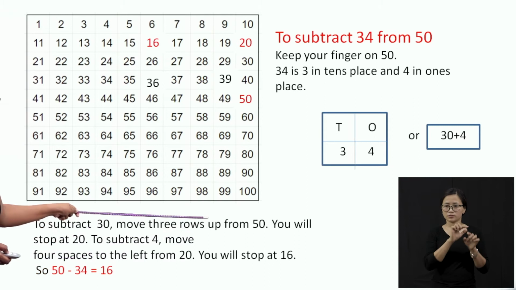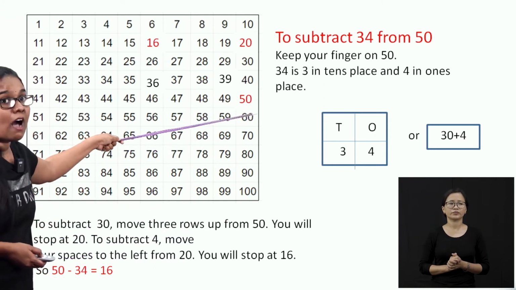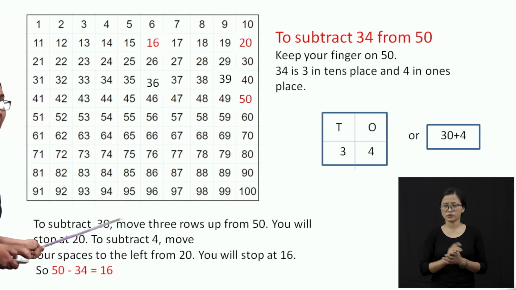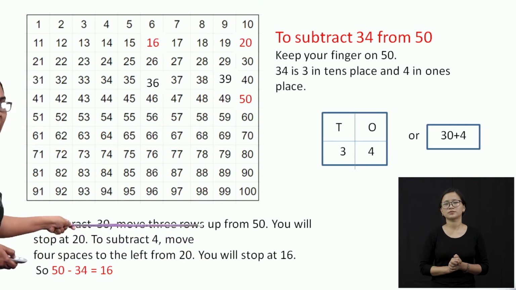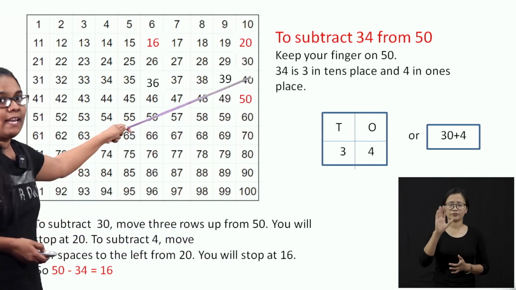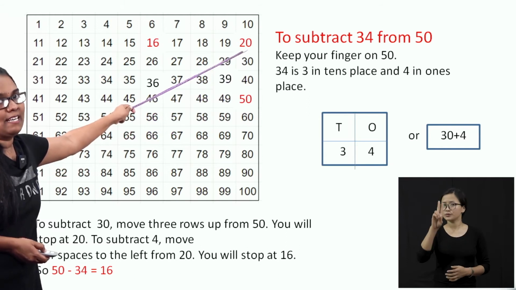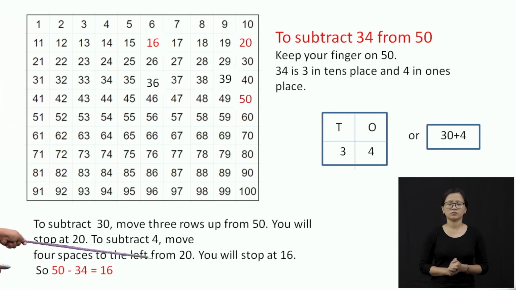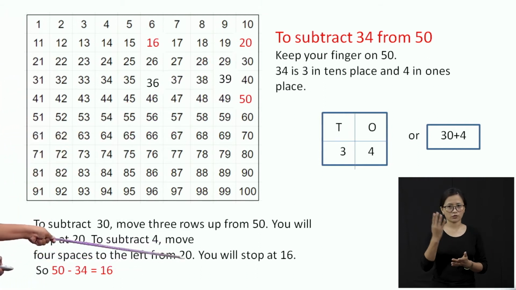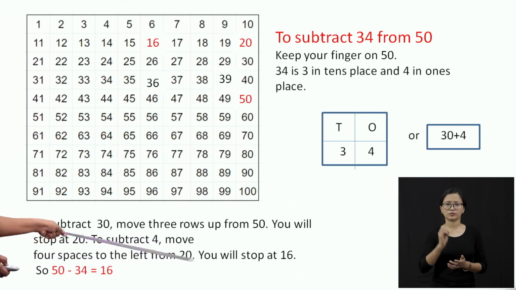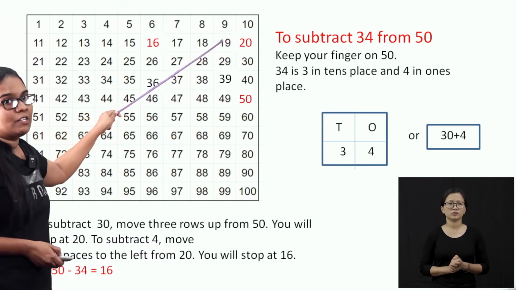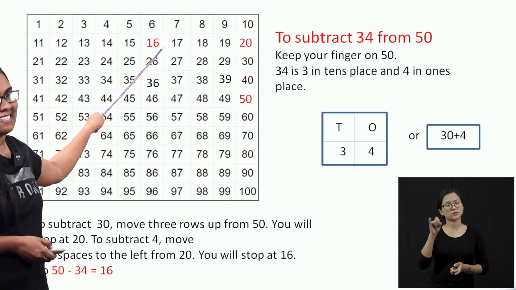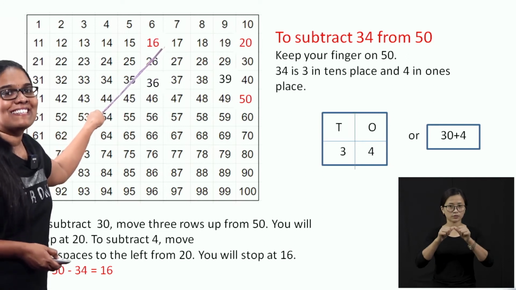Move 3 rows up from 50, because we are going to subtract 30. Then we reach 20. Then again we want to subtract 4. For that we move 4 spaces to the left from 20. 1, 2, 3, 4. Then you will stop at 16. So our answer is 16.